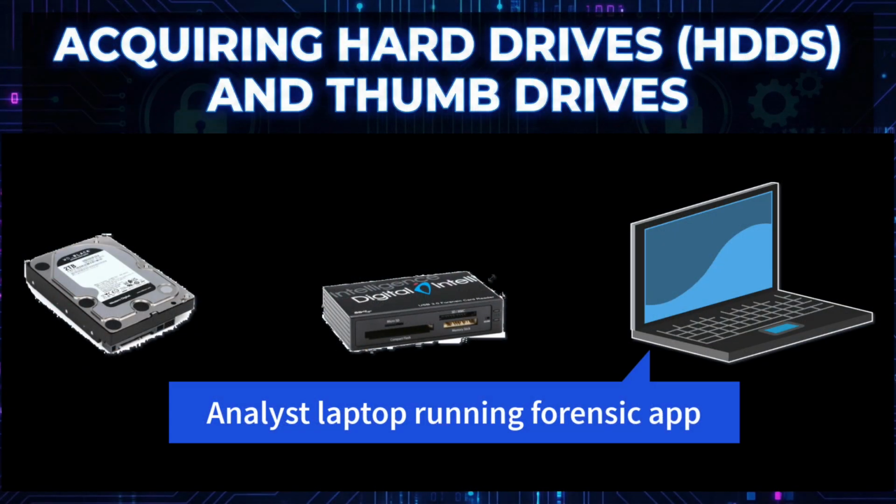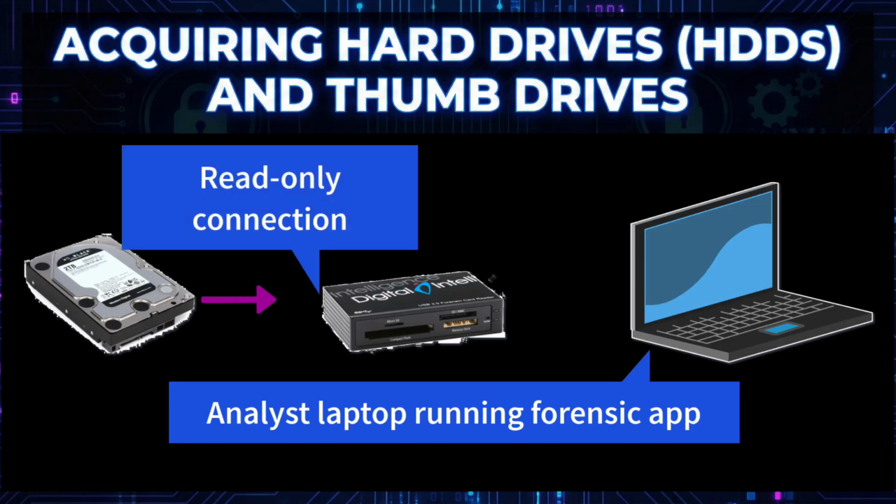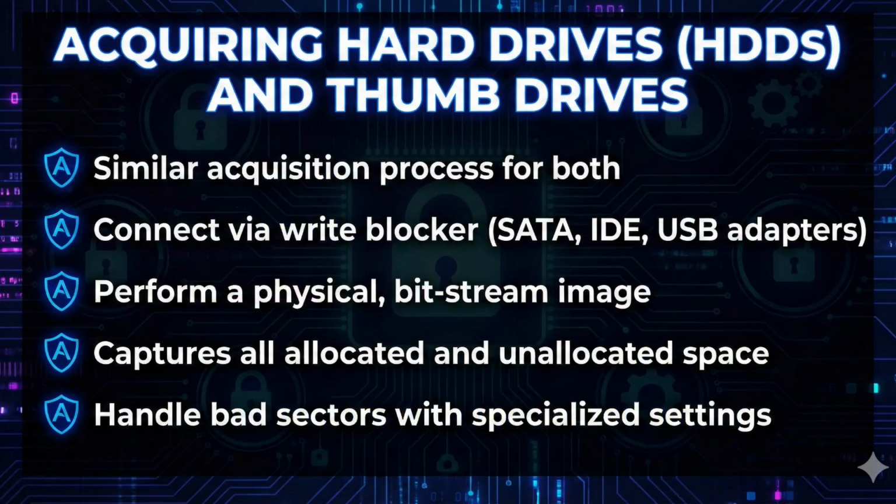Let's start with traditional spinning hard drives and USB thumb drives. The acquisition process for these is very similar. First, you identify the drive's interface. Is it an older IDE, a standard SATA, or USB? You then select the appropriate adapter and connect the drive to your trusted hardware write blocker, which is then connected to your forensic workstation. Using validated forensic imaging software, you will initiate a physical or bitstream image.